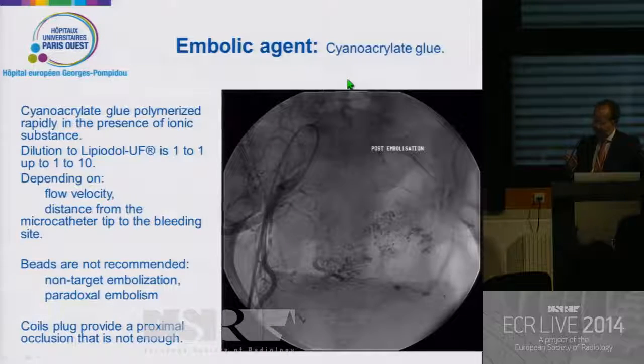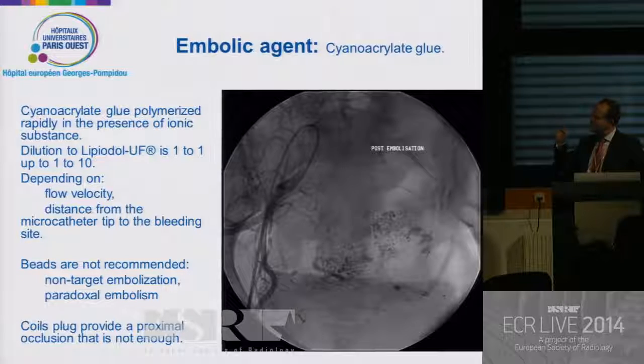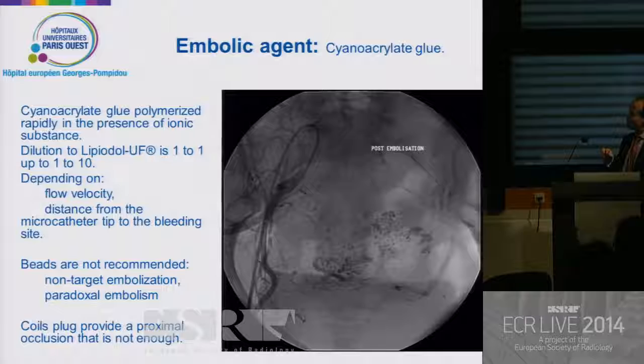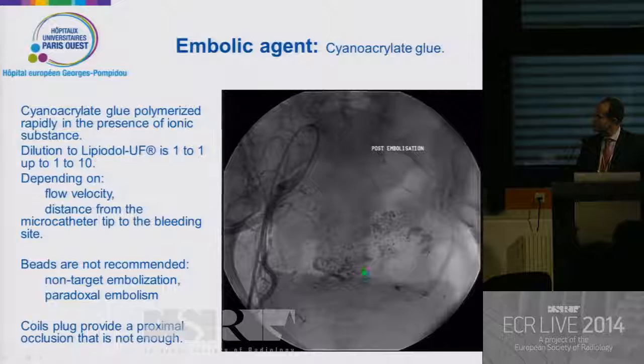So the treatment of that lesion could be very well performed with a microcatheter placed close to the communication between the artery and the vein, using some Lipiodol and cyanoacrylate. Usually we use one volume of cyanoacrylate with one volume of Lipiodol, and we inject it until we obtain stasis of the system in the venous system. And you can see the post-embolization appearance with the staining of Lipiodol inside.